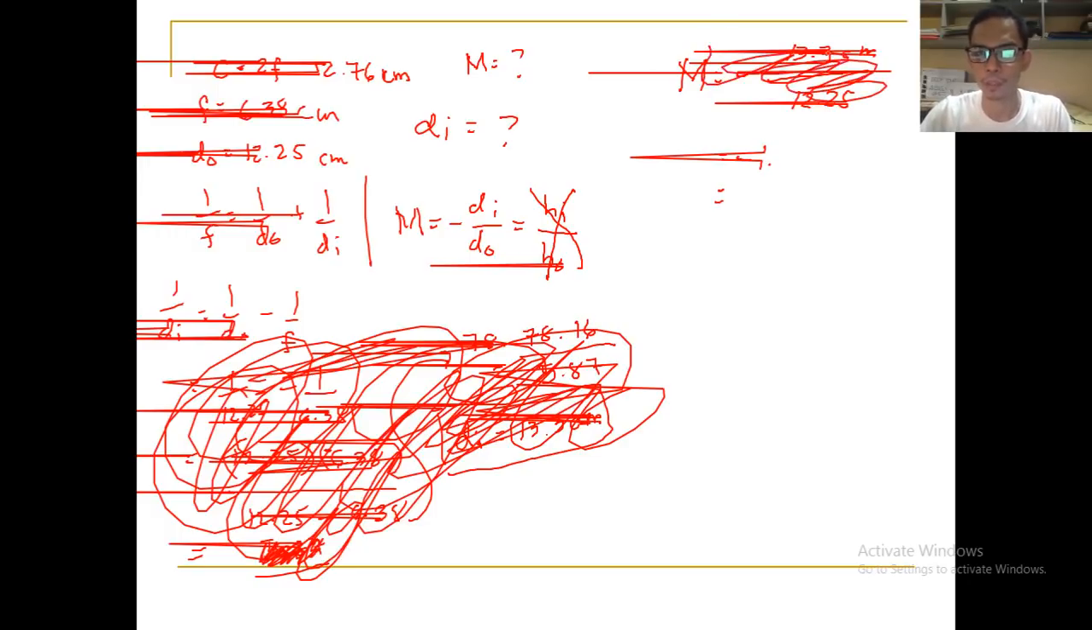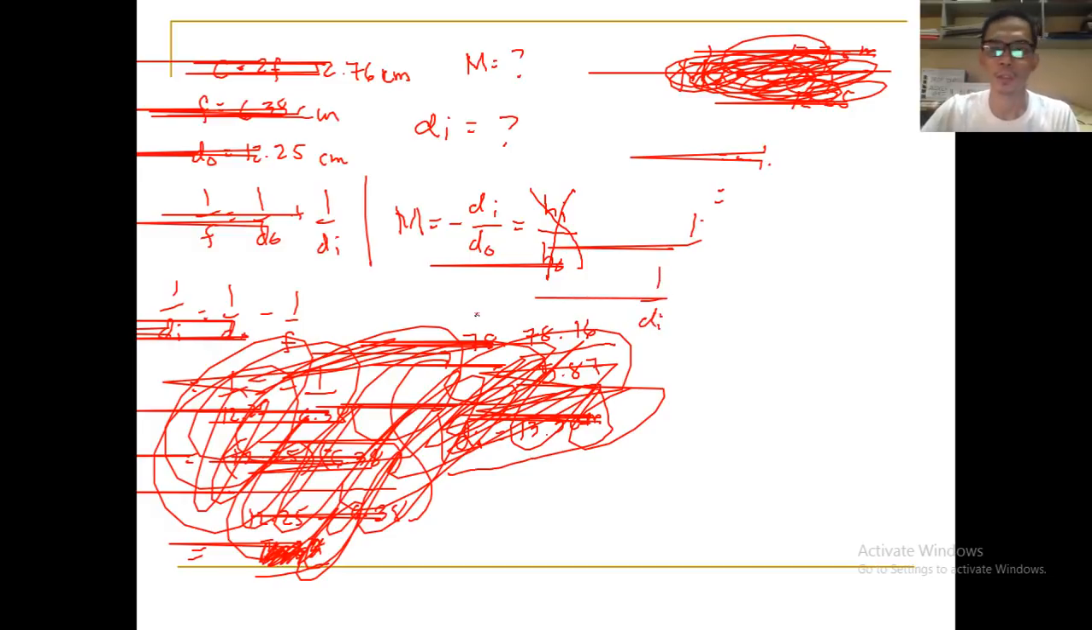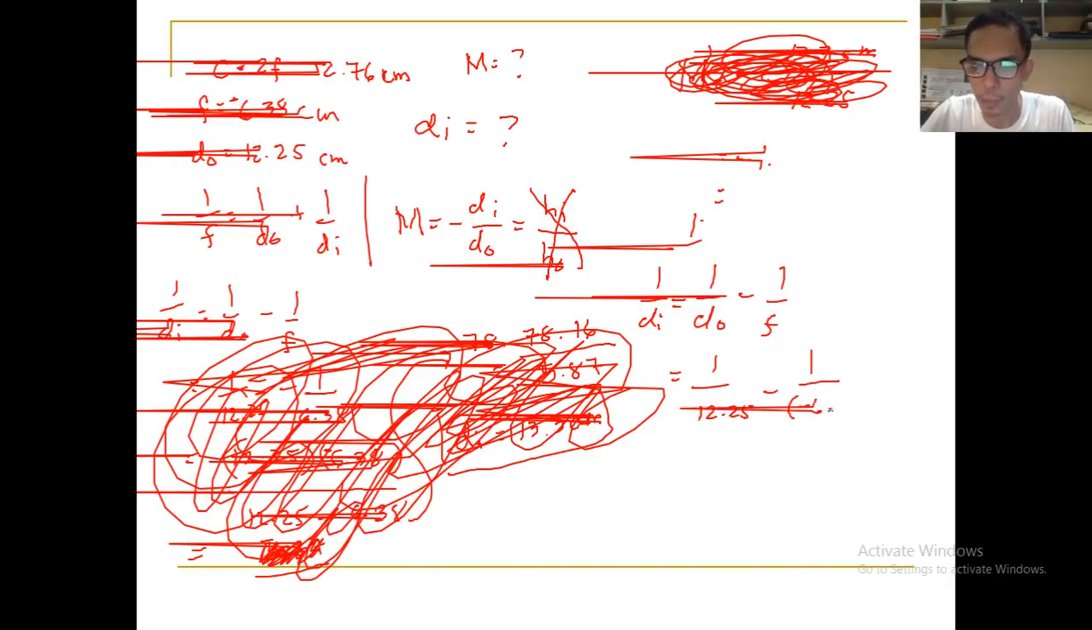Okay, so, rewind. It will become 12. 1 over d sub I is equal to 1 over d sub O minus 1 over F. So that will be 1 over d sub O, which is 12.25, minus 1 over negative 6.38. So don't forget, negative 6.38.